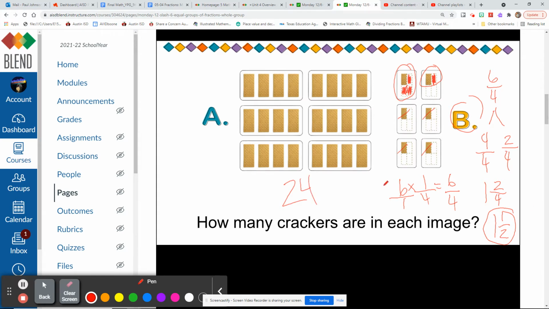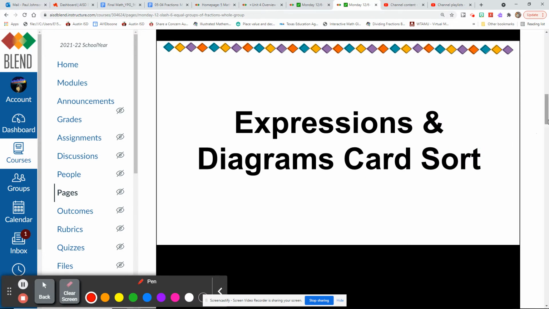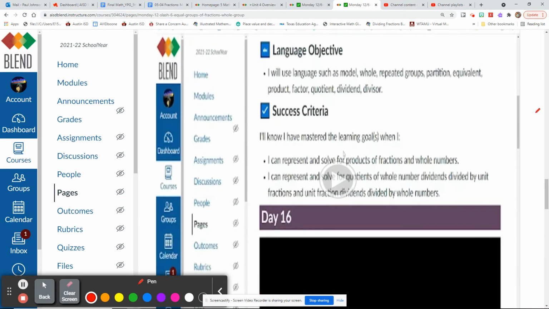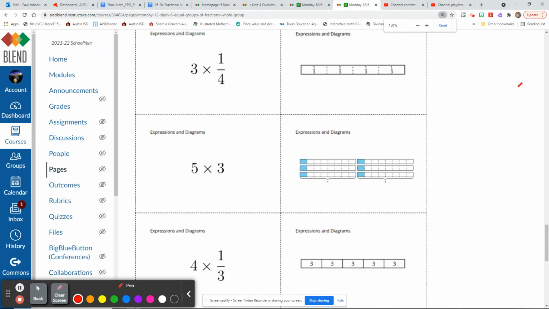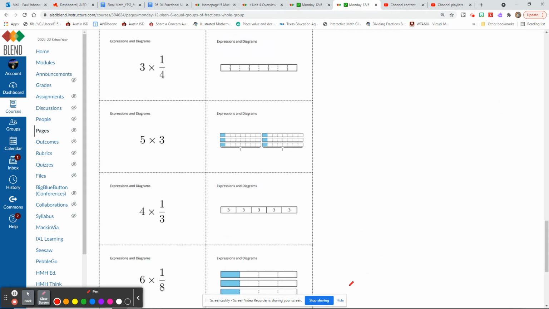All right, so last thing that we're going to do is we are going to do a little matching game. Oops. Clear the screen. All right, so basically what you can take a look at is down the page. There it is. So let me shrink this down a little bit. All right. So what you are going to do is you are going to decide which picture matches which expression. All right. So there's 4 expressions in 4 pictures.